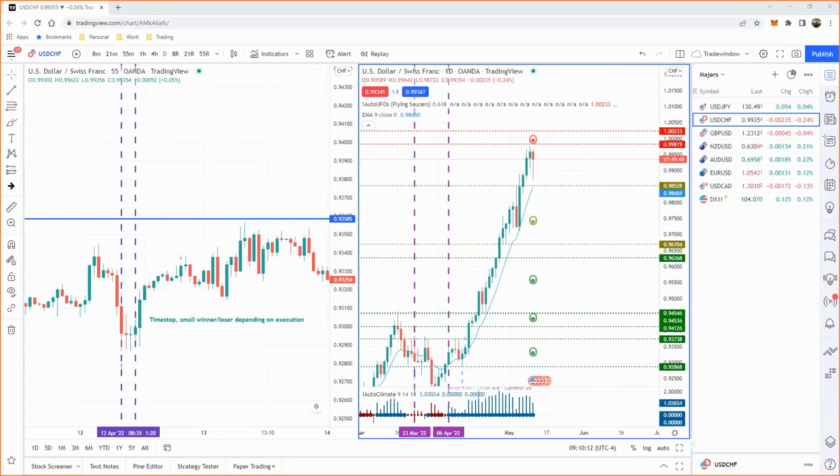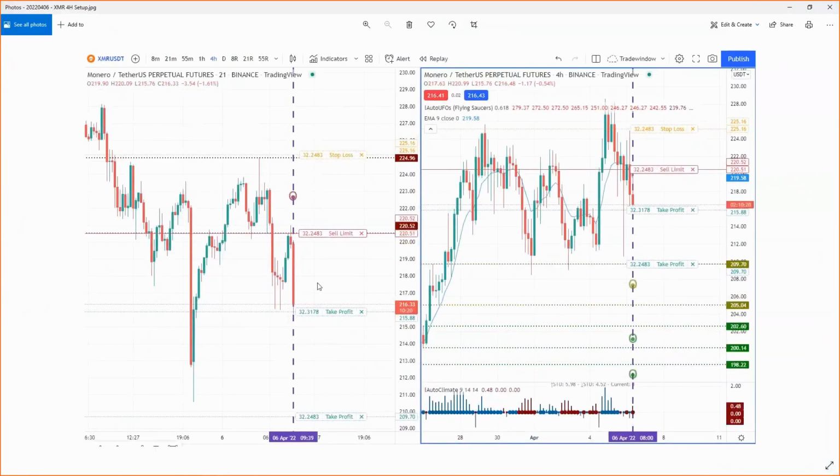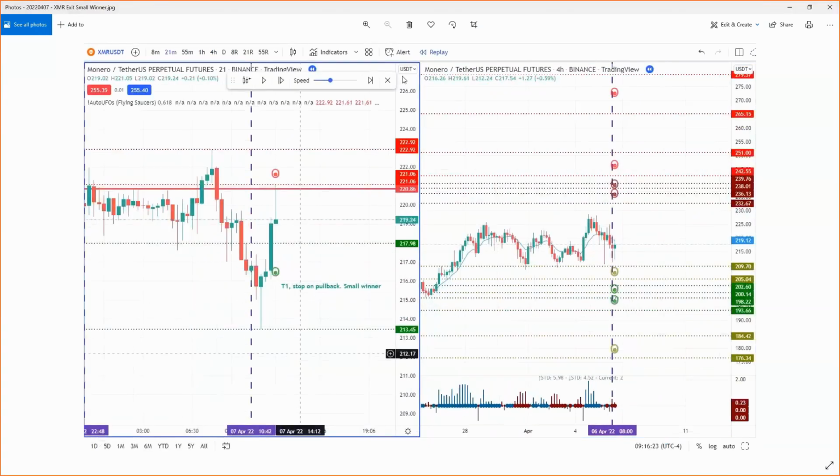Okay. The XMR trade, this was a crypto trade that we looked at. We were looking to short XMR at 220.51, and it actually ended up being a small winner. This was our entry, 220.51, stop loss at 225.16, T1 was at 215.88, T2 was at 209.70. The exit of this trade, we got T1, we got stopped out on this pullback.